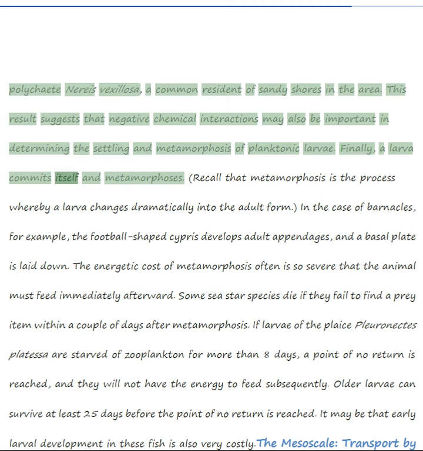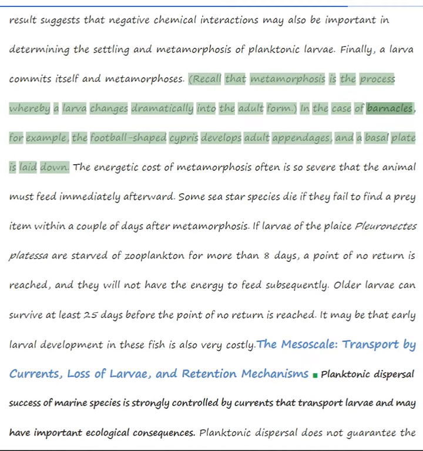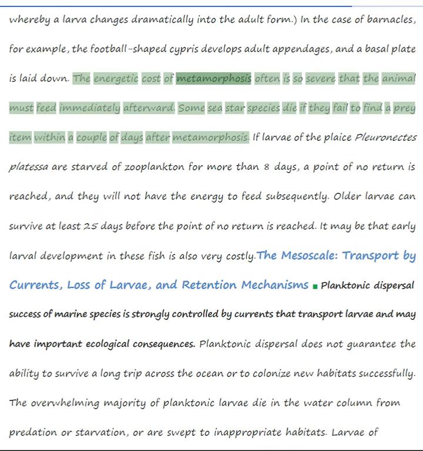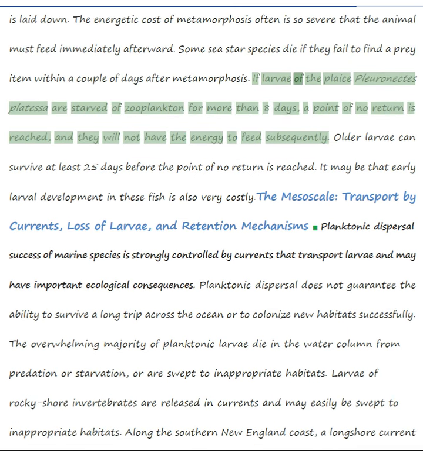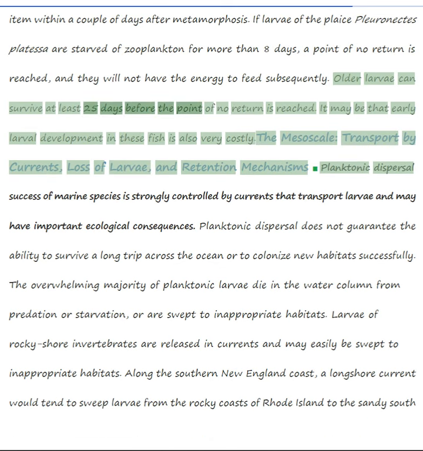Finally, a larva commits itself and metamorphoses. In the case of barnacles, for example, the football-shaped cyprid develops adult appendages, and a basal plate is laid down. The energetic cost of metamorphosis often is so severe that the animal must feed immediately afterward. Some sea star species die if they fail to find a prey item within a couple of days after metamorphosis. If larvae of the plaice Pleuronectes platessa are starved of zooplankton for more than 8 days, a point of no return is reached, and they will not have the energy to feed subsequently. Older larvae can survive at least 25 days before the point of no return is reached. It may be that early larval development in these fish is also very costly.